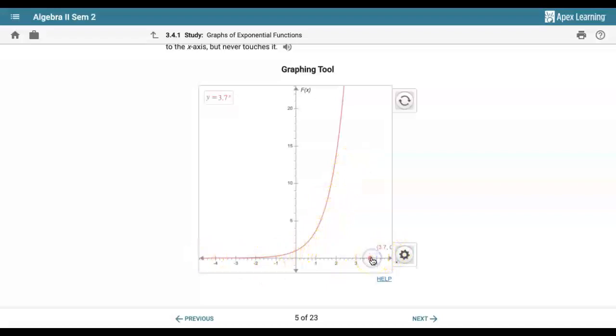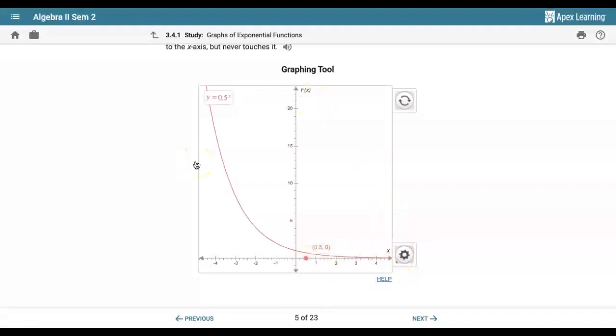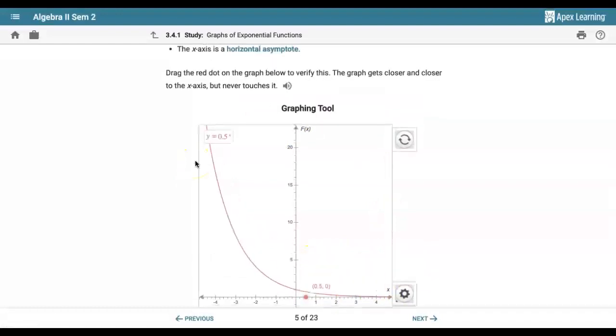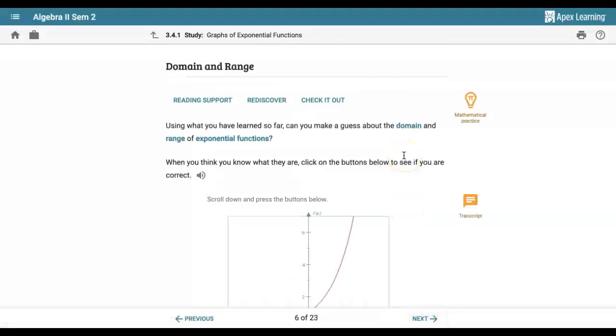Because think about it: how could I get a value raised to the exponent equal to 0? Same thing, even if I go between 0 and 1, you're going to notice I'm still going to approach 0. So that is a horizontal asymptote, where it gets really, really close, but it never touches it.